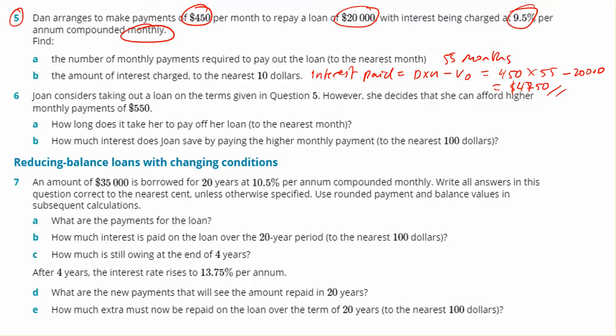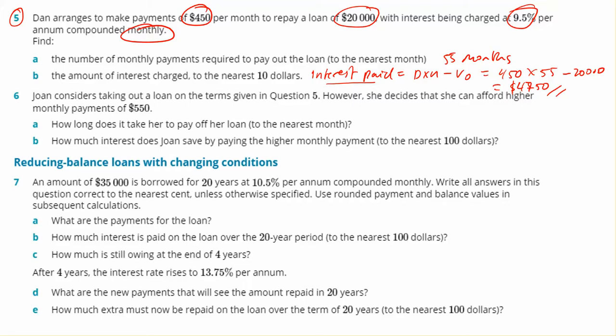Now, if you're asked the interest paid in, say, the 10th month, somewhere in between the loan, between the time period of the loan, you can't use this formula. You have to add a VN there. So just follow your formula sheet or the formulas I give you in class, just to double check that.